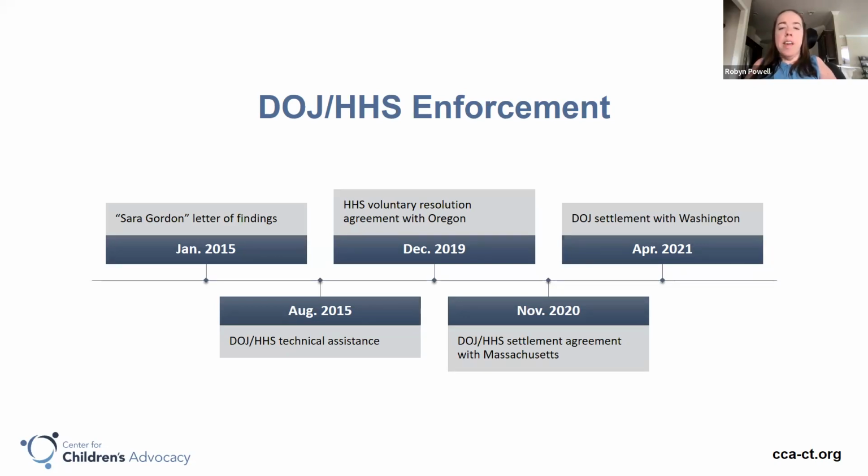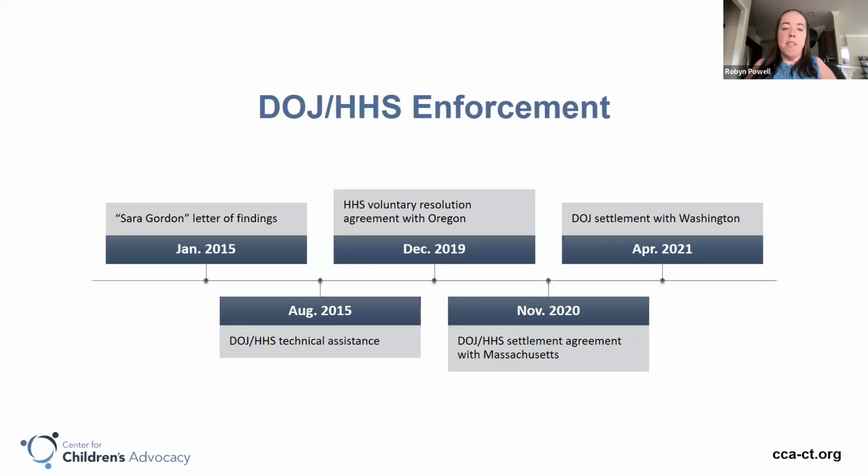And then more recently in April 2021, there was a DOJ settlement with the state of Washington, again, involving parents with disabilities and a number of issues, including not providing interpreters to deaf parents and really just discriminating against parents with disabilities. These are just a few of the recent enforcement activities. We do know that the Department of Justice, as well as the Department of Health and Human Services Office for Civil Rights, continues to investigate these cases.